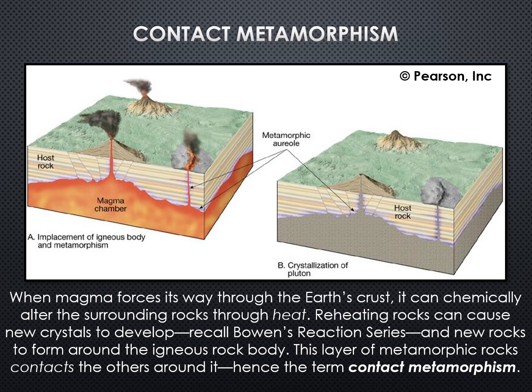So this magma, as it burns through the crust, can actually chemically alter the surrounding rocks. It can cause those rocks to reheat in the process, and those crystals inside can change. So recall that Bowen's reaction series happens when we add certain amounts of temperature to minerals. If you add some temperature to minerals, they develop into different types of silicates in a sequence.